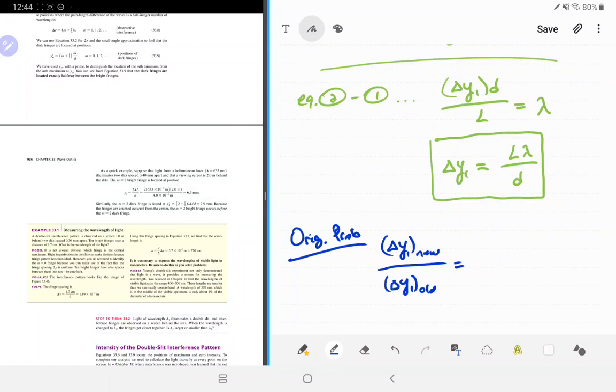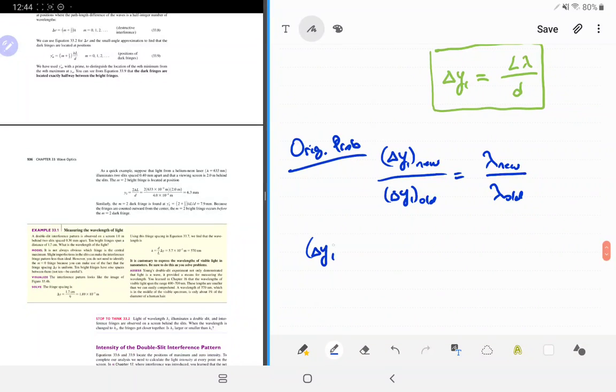Is equal to, so notice how in this formula right here, we're not changing capital L, we're not changing the slit separation D, we're just changing the wavelength of light. We're changing the laser. So we're changing the color of the laser, so we're changing the wavelength of light. And they're directly proportional. So delta y1 is proportional to lambda. So this is going to be the new lambda over the old lambda.